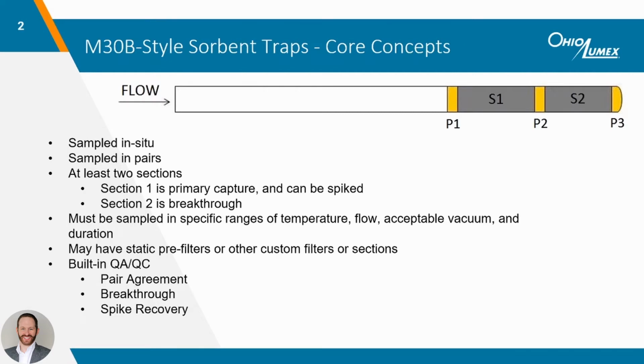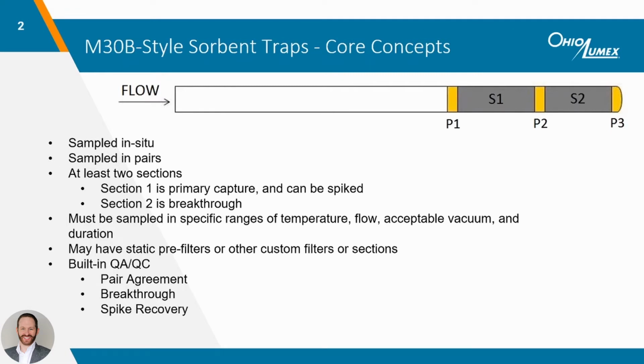Finally, the robustness of Method 30B and all methods designed to emulate it is rooted in the built-in QA/QC. That is to say, the method includes several self-validating performance criteria. This includes pair agreement, breakthrough, and spike recovery. Good pair agreement simply means two sorbent traps sampled at the same time in the same location produce nearly the same measurement, within a defined range of acceptability.